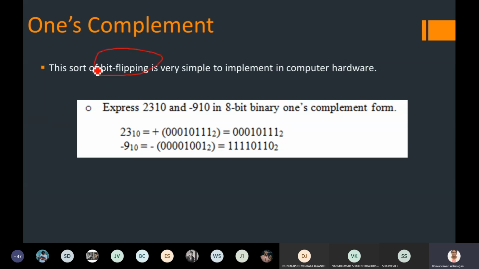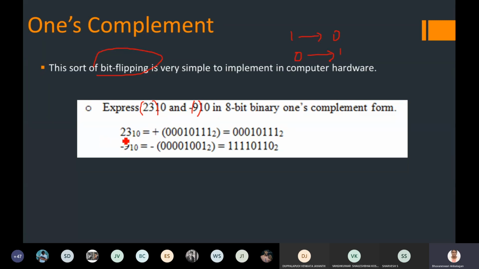Simply flipping the bits, 1 to 0 and 0 to 1. That's it. That is called the ones complement number. So if I am asking you to take, for example, 23 to the base 10, and then minus 9 to the base 10, expressed in 8-bit binary ones complement form.